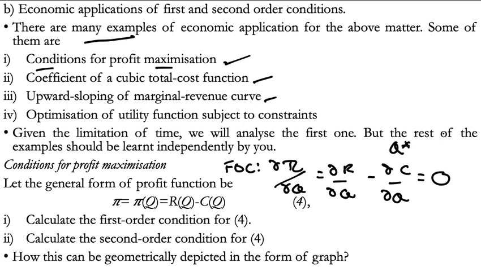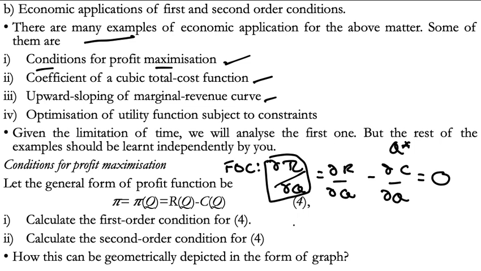In the previous example it was X naught, and now we call it Q star. At that Q star, it could be a relative maximum, minimum, or inflection point. At Q star, this point is a stationary point because the slope is flat. Now, the slope refers to this marginal profit in economic terms. So we are done with the first order condition.